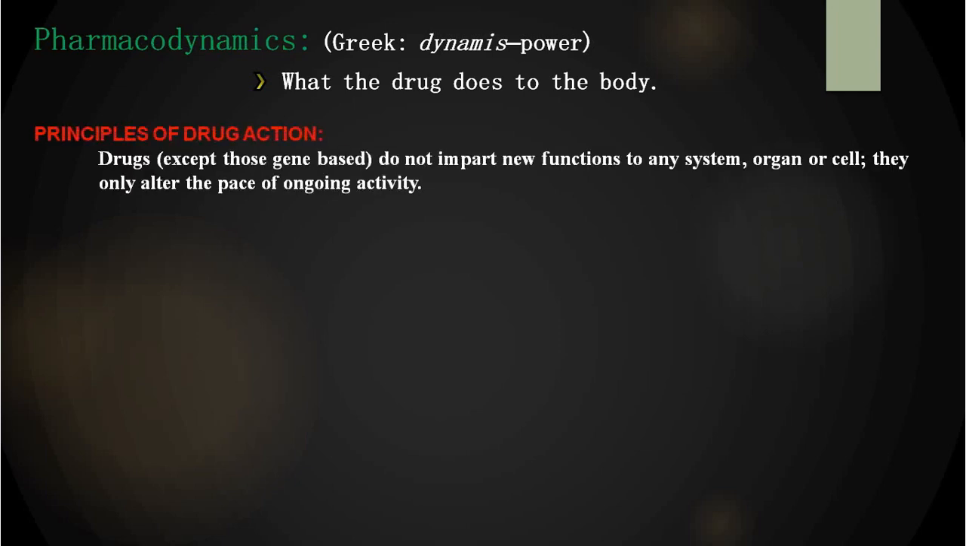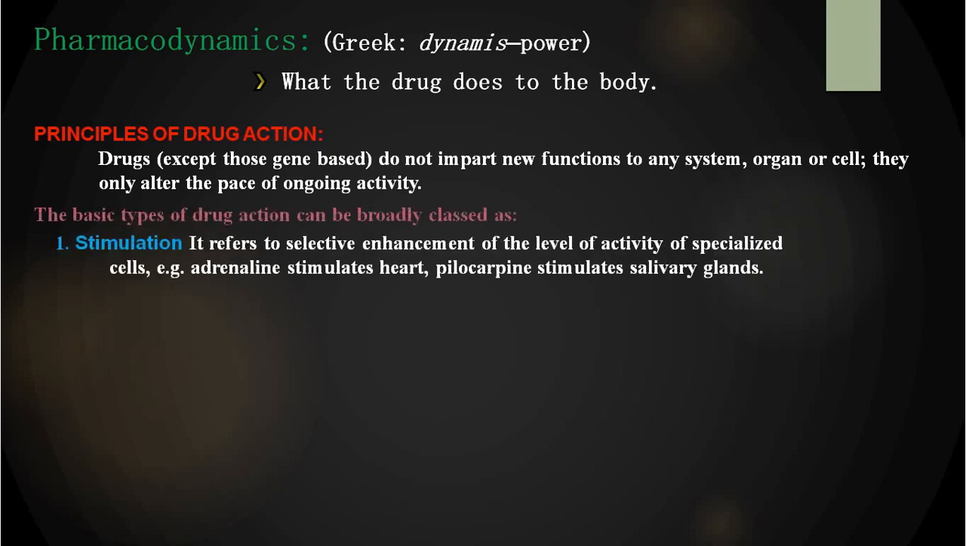Principles of drug action. Drugs do not impart any new function to any system, but instead they only alter the pace of ongoing activity. Basic types of drug action can be broadly classified as stimulation, meaning enhancement of the level of specific activity of the cell. For example, adrenaline stimulates heart, pilocarpine stimulates salivary glands.